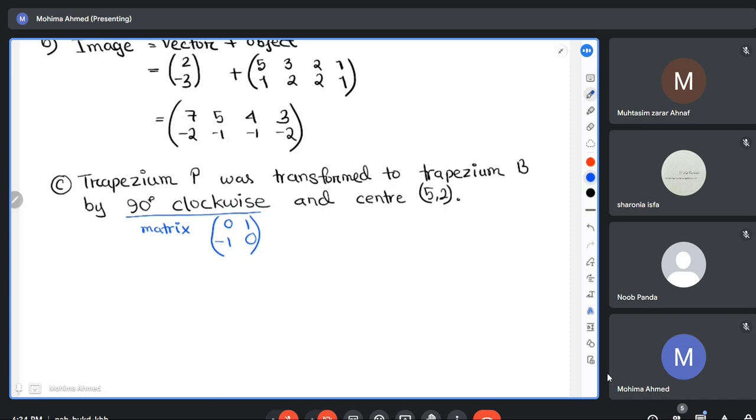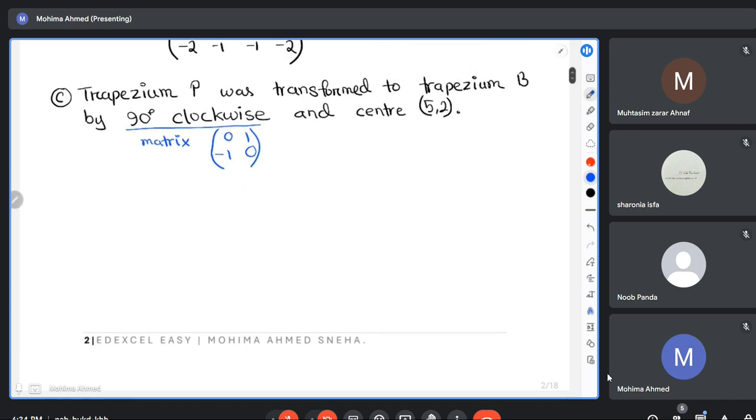And the problem over here is that the center was not 0, 0, right? This time the center was 5, 2. So first we have to deal with the coordinates of trapezium P. These were calculated with respect to the origin, right? But the rotation over here was not occurring with respect to the origin. The rotation is occurring with respect to the new center. So you also have to find the coordinates of the trapezium with respect to the new center. So how can you find that out?